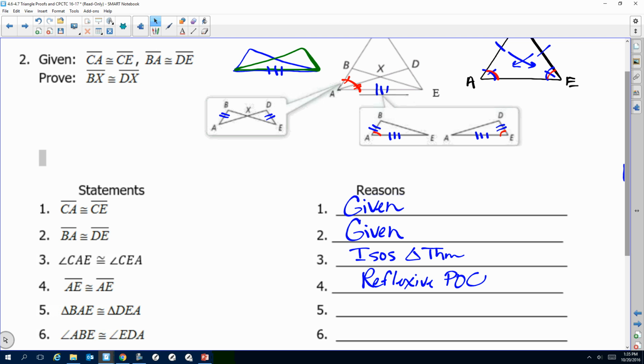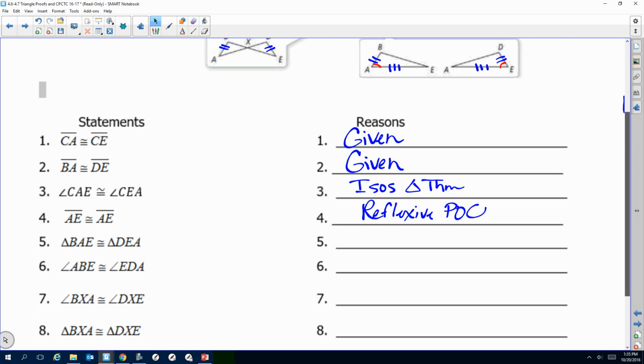It says triangle BAE is congruent to triangle DEA. Do I have evidence to prove that right here? By what? Yeah, side angle side. This one is side angle side.